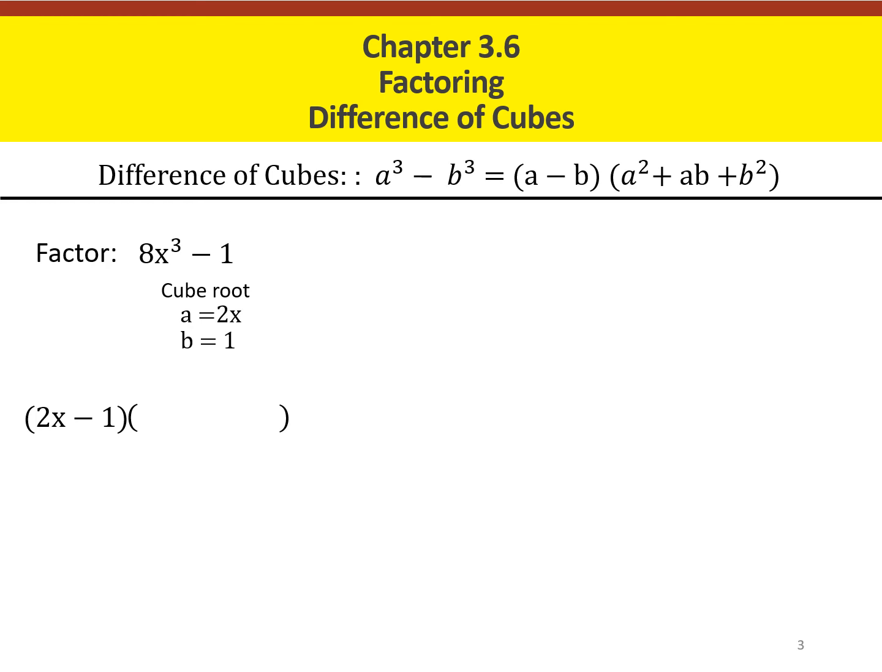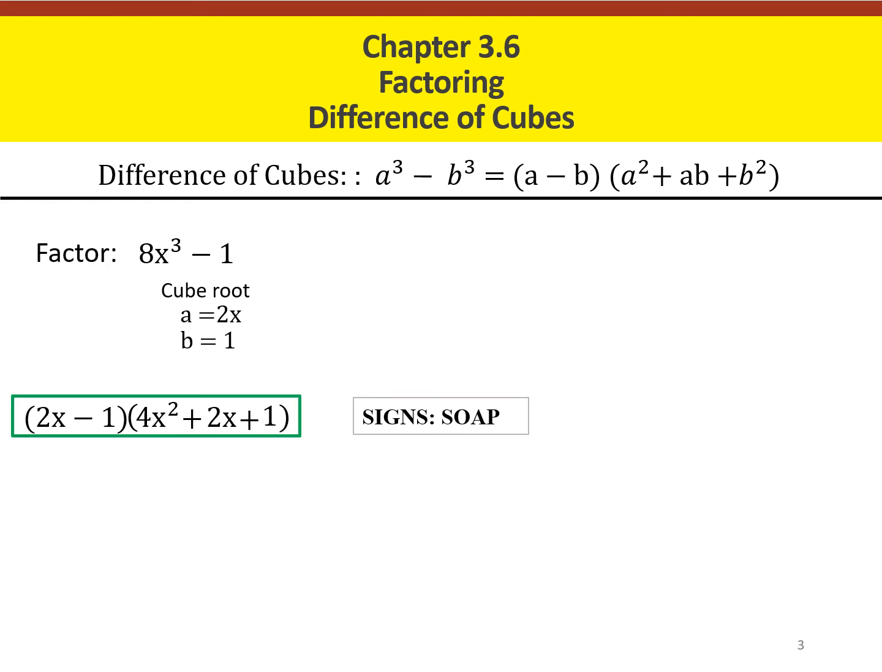Now we set our second parentheses. We take the 2x, we square it, so we're going to get 4x squared. We take the 1 and we square it. We're going to get 1. 1 times 1 is 1. Middle term means multiply. Multiply the 2x by the 1, you're going to get 2x. The signs, SOAP: same, opposite, always positive. And that is your answer.